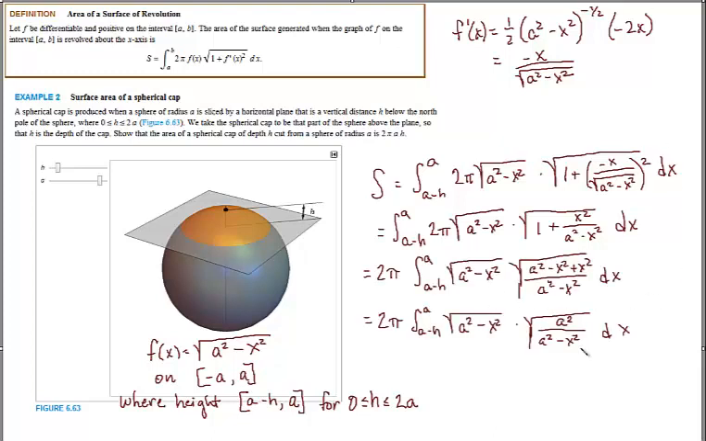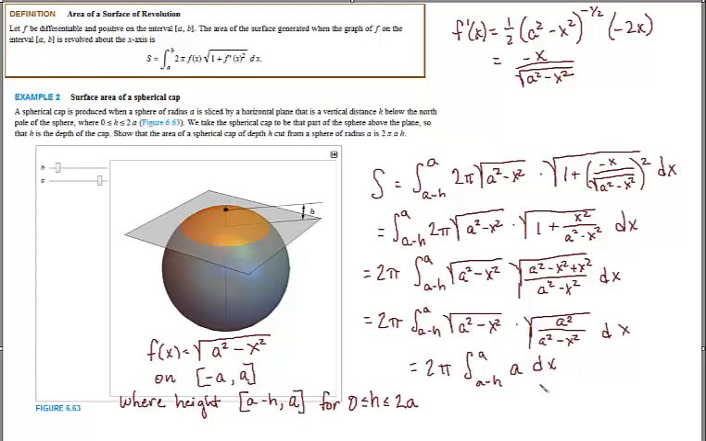Alright, just working my little algebra there. I'm getting ready to bring this inside of this square root because they're both underneath the square root. Look at how these guys are going to cancel, leaving me with just the square root of a squared, which is just a plain old a. So I'm going to get S equals 2 pi, and then I'm going to get a minus h, and just a plain old a dx here.